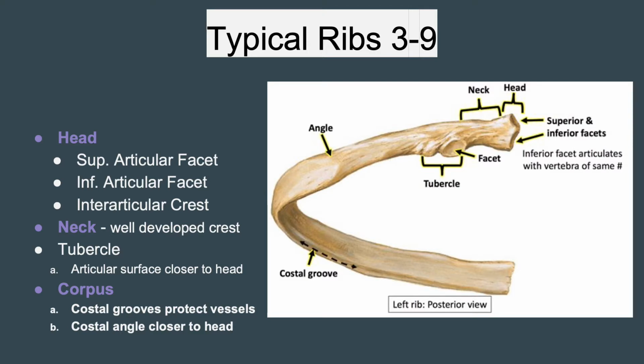Starting with your typical ribs, so definitely know that ribs 3 to 9 are your typical. Know that all of them have a head, a neck, and a corpus. A corpus is an AKA for the body, so they all have a head, neck, and body. All of your typical ribs 3 to 9 are going to articulate with two different vertebral bodies, so that's why they have the superior and inferior articular facets on the head, and then the interarticular crest is going to divide those two facets. So if a rib is only articulating with one vertebrae, then you would not expect all of those three features on the head. So hopefully that makes sense.